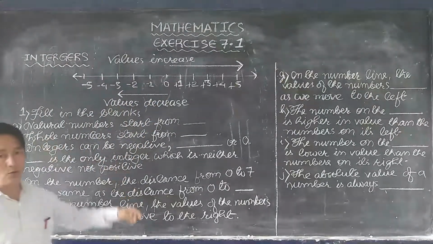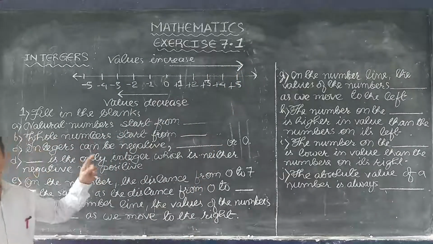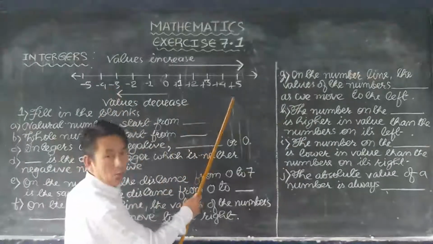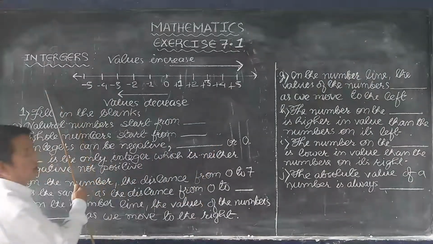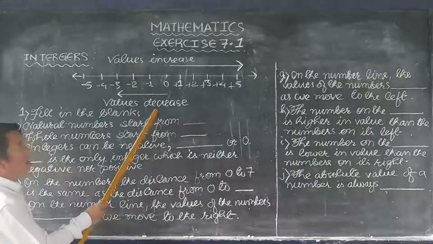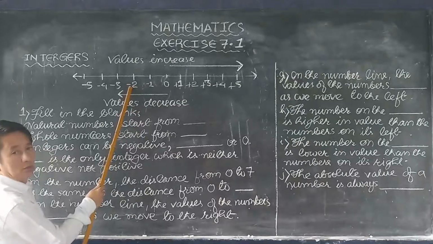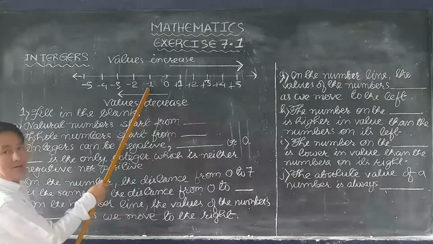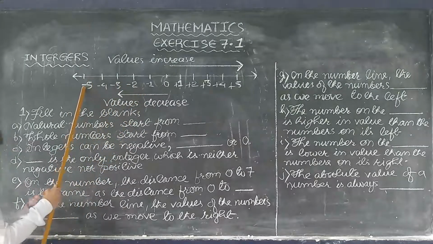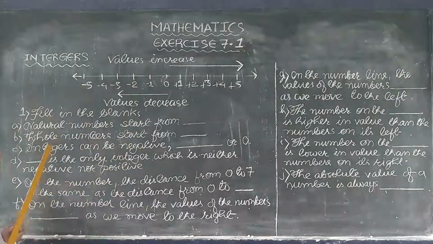On the number line, when you move from left to right, the values of numbers increase. When you move from right to left, the values of numbers decrease. Here, minus 1 is more than minus 2, or minus 2 is less than minus 1. Minus 5 and minus 1: minus 5 is less than minus 1, or minus 1 is greater than minus 5.